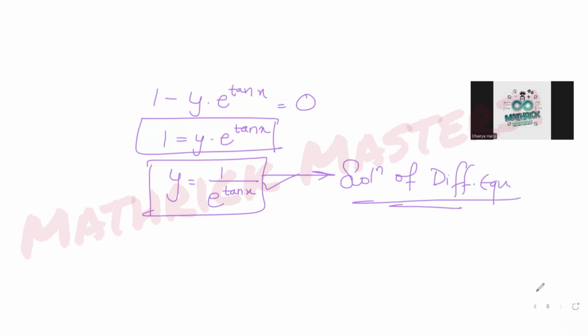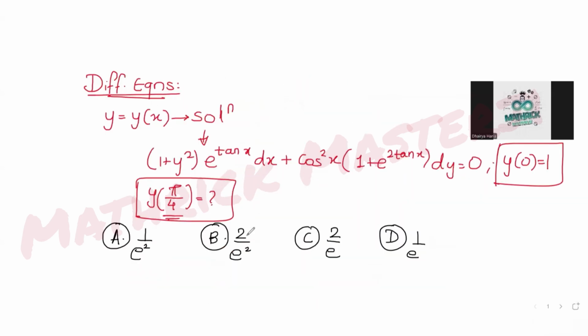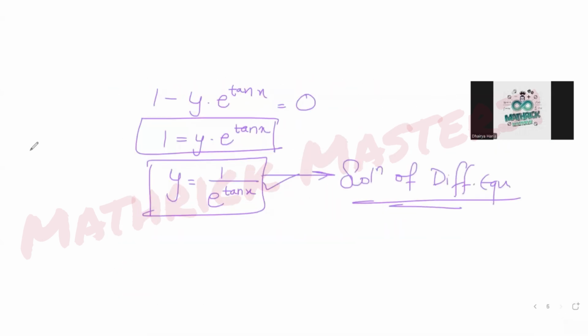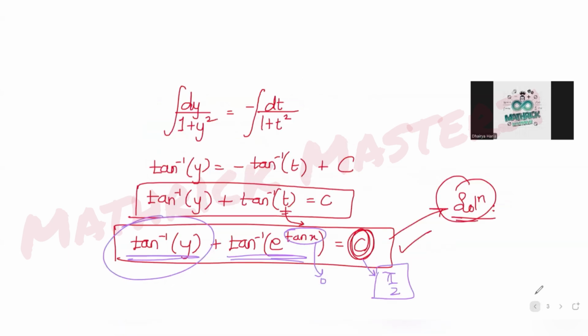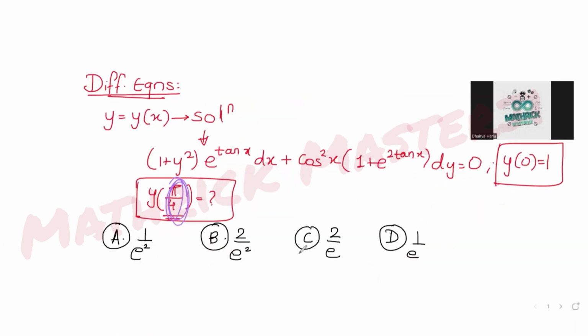Now, the question is asking me to figure out the value of y at x equals pi over 4. So let's do it. At x equals pi over 4, y would be 1 over e raised to tan of pi over 4. Tan of pi over 4 is tan 45, which is basically 1. So I get 1 over e. And that matches with answer choice D. So D becomes the answer for the question given to us here.